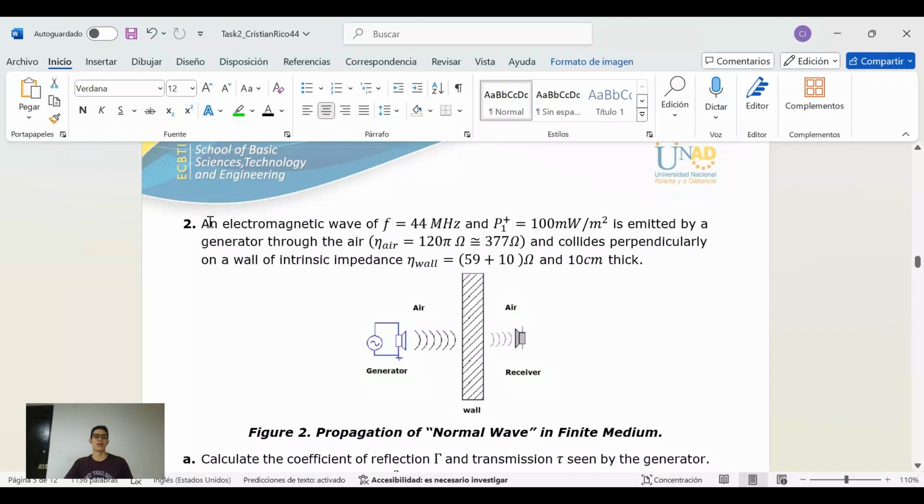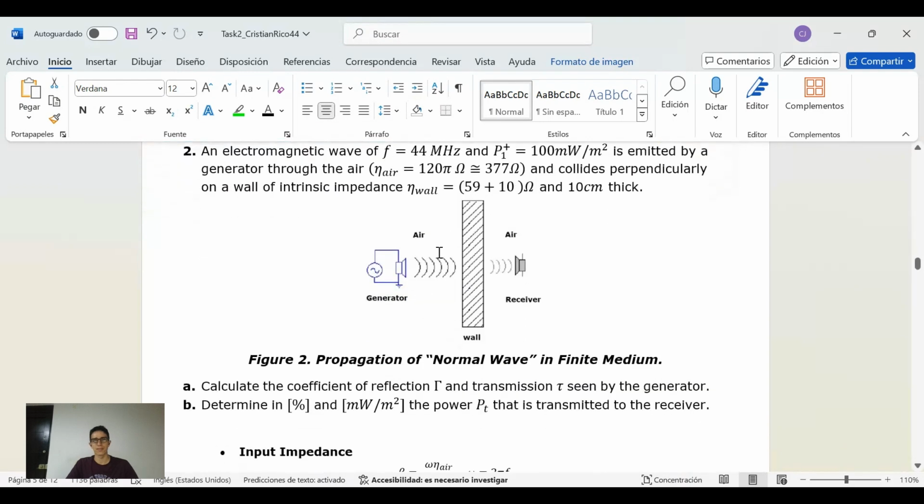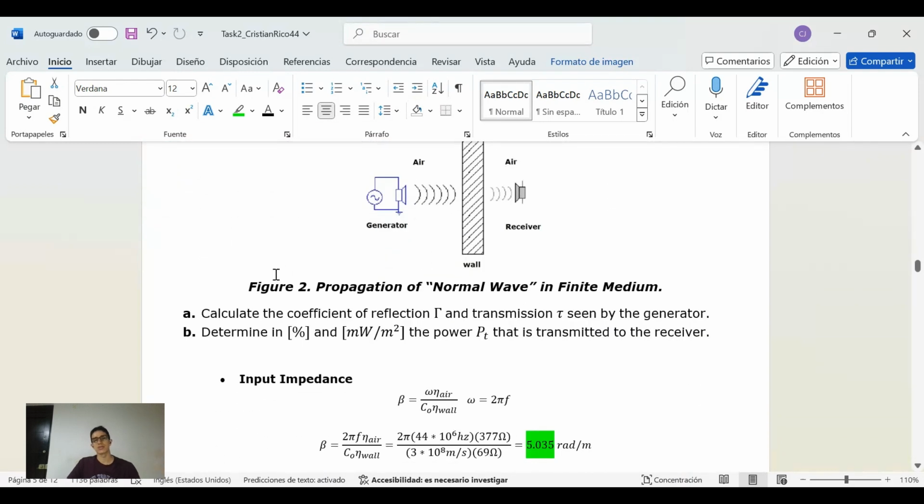In the second point, we got an electromagnetic wave of frequency 44 megahertz, and P plus 100 is emitted by a generator through the air, and the air is equal to 377, and collides perpendicularly on a wall of intrinsic impedance equal to 69, and they have 10 centimeters thick. This is the wall, and this is the generator. So like the exercise one, we calculate the coefficients of reflection and transmission, same as before, and determine the percent and the power of PT, that is the total power that is transmitted to the receiver.